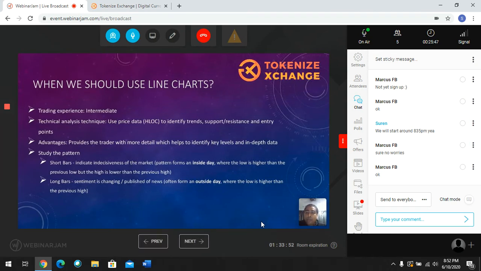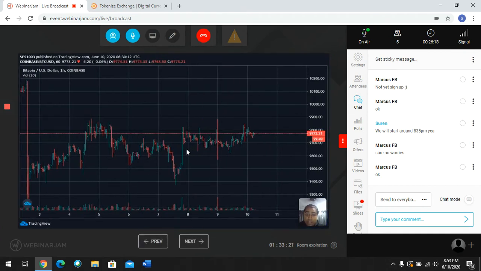Okay, so when should we use bar charts? If you are an intermediate trader, or basically I will not call experts, you have enough knowledge on how technical charts work, then bar charts are for you. The technical analysis technique uses price data, which is the high, low, opening and closing, to identify trends, support and resistance, and entry points. You're able to do this because the chart tells you what's happening to the next point.